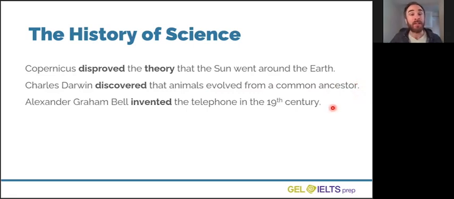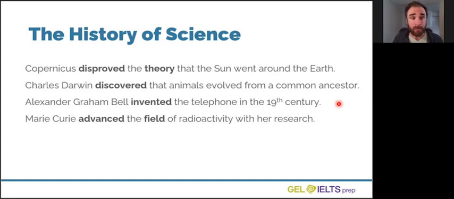Graham Bell invented the telephone. We don't say discovered the telephone because he was the first person to create the telephone. The telephone did not exist before Graham Bell. He invented the telephone in the 19th century.